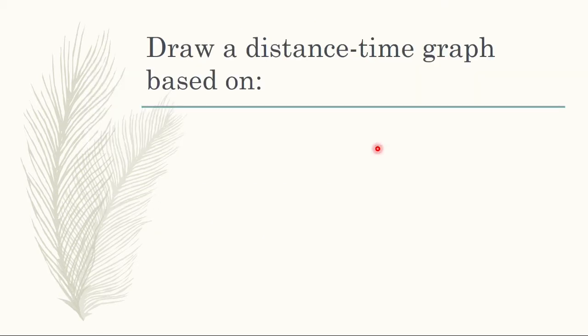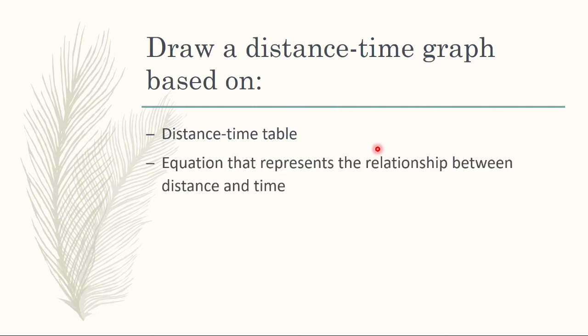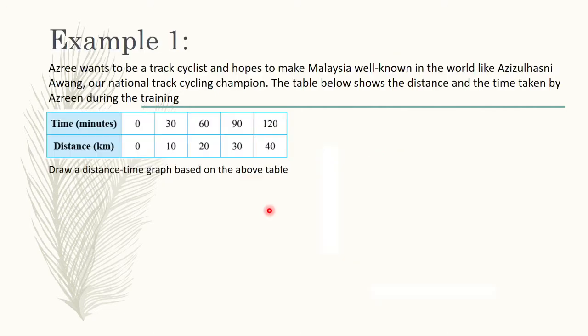Now we look at the next one. Today we are going to learn how to draw a distance time graph. First, we are going to learn to draw based on a distance time table. And then the second one, we are going to draw based on the equation that represents the relationship between distance and time. Now we look at the first one here.